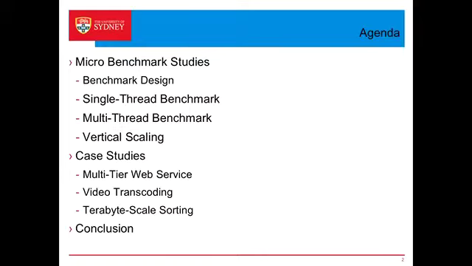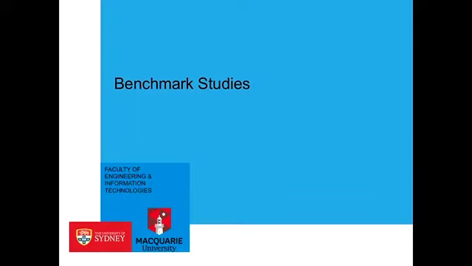The case studies included multi-tier web service, video transcoding, and terabyte-scale sorting. These tests were designed to evaluate the feasibility of using the Amazon Graviton processor for horizontally scalable compute-intensive workloads. Now let's first take a look at the benchmark studies.